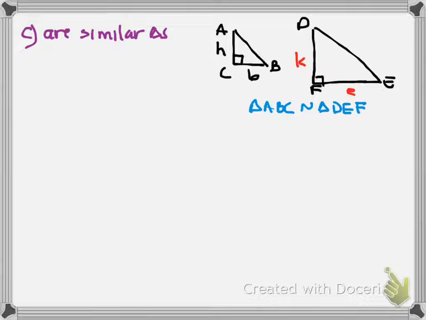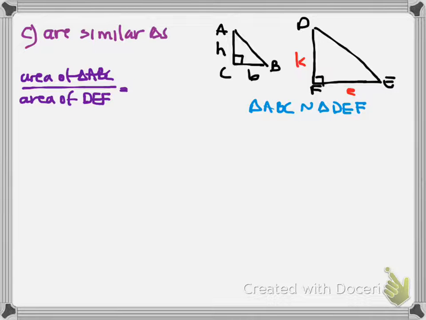So, if we want to do the area of triangle ABC and compare it to the area of triangle DEF, we're going to get 1/2 base times height for the one, and then compare it to 1/2, and then the base and height would be E and K. So what happens is that the halves cancel out, and you get B over E times H over K.